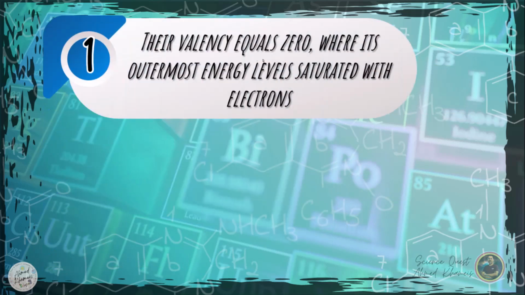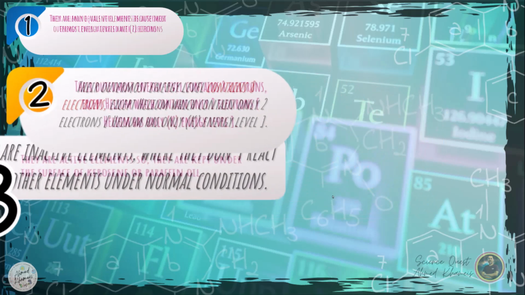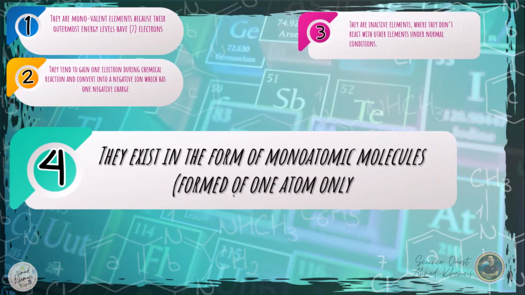And their valency equals 0 because they have 8 electrons in their outermost energy level. All of them end with 8 except helium, which ends with 2 electrons. The outermost energy level contains 8 electrons, except helium, which contains only 2 electrons. They are inactive elements, so they don't react with other elements under normal conditions. They exist in the form of monoatomic molecules.